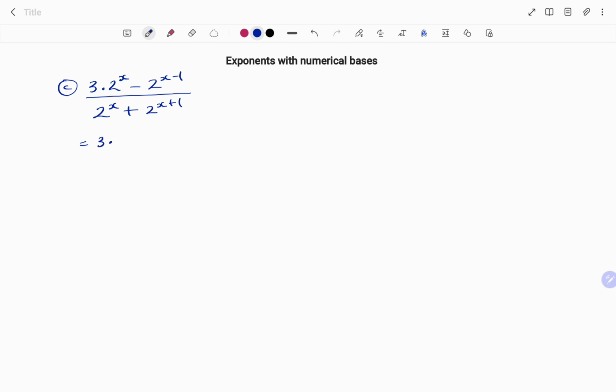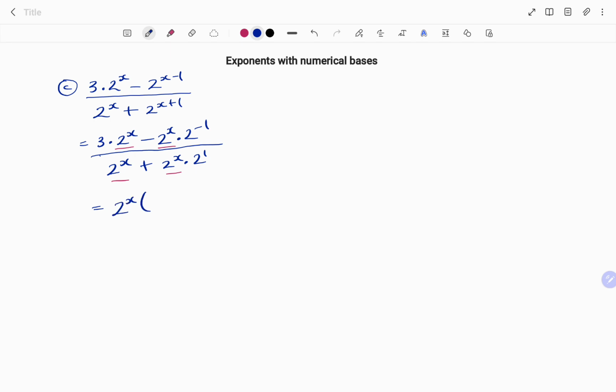So I have 3 times 2 to the power of x minus 2 to the power of x times 2 to the power of minus 1, all over 2 to the power of x plus 2 to the power of x times 2 to the power of 1. And if I check each term, I can see that 2 to the power of x is common. So I'm going to factorize at the top and at the bottom.